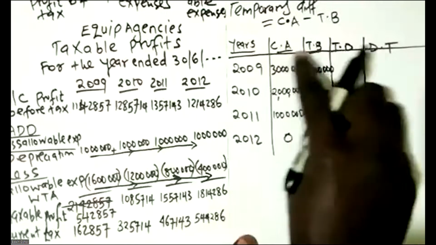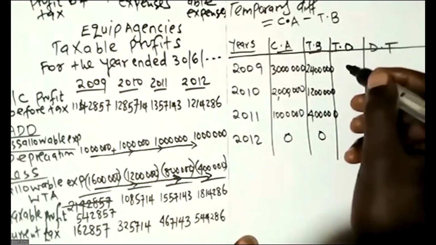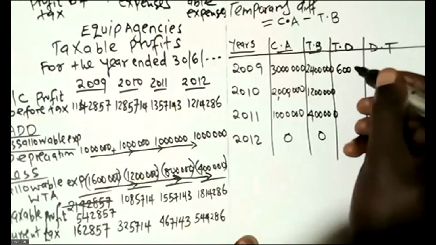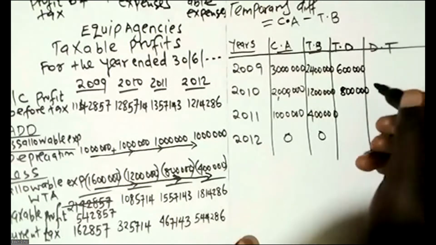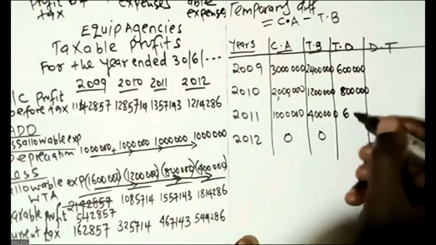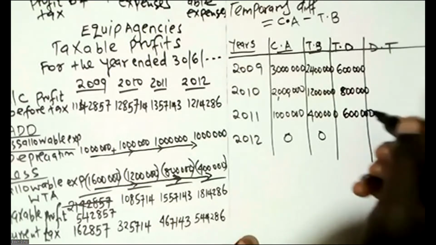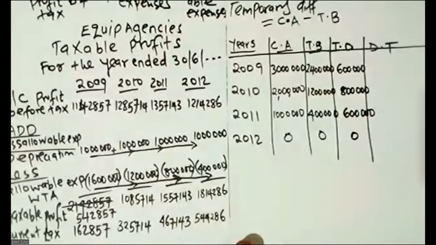You take carrying amount minus tax base, you get temporary difference. The first year it will be 600. The next year is 800. The third year is 600. The last year is 0.